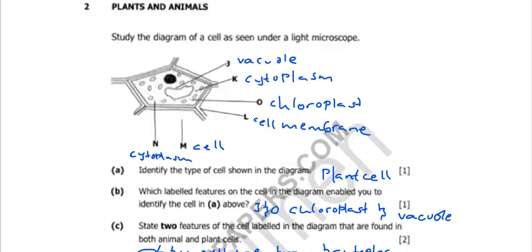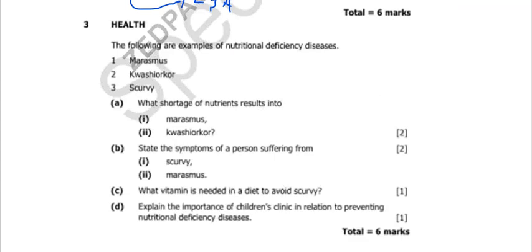So question two was fairly easy as well. And we can move on to question number three. Question three is on health. The question is saying, the following are examples of nutritional deficiency diseases. We've got marasmus, we've got kwashiorkor, and we've got scurvy.